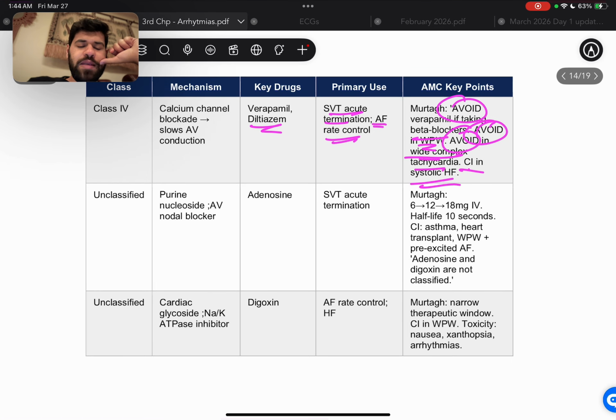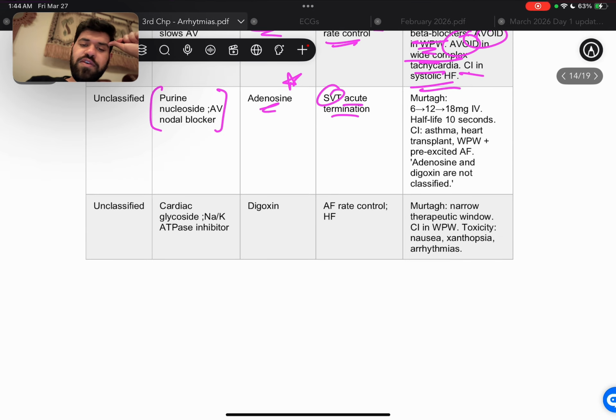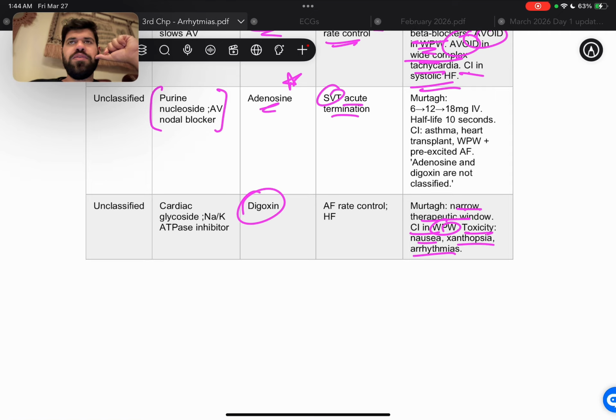I've not come across these, but adenosine is the most important one, for SVT acute termination. This is ACLS all over again, the pathways. Then unclassified, digoxin: narrow therapeutic window, contraindicated in WPW, toxicity with nausea, xanthopsia, and arrhythmias. We read what xanthopsia was in the last lecture. It's when the patient has a yellow-green tint on their vision.